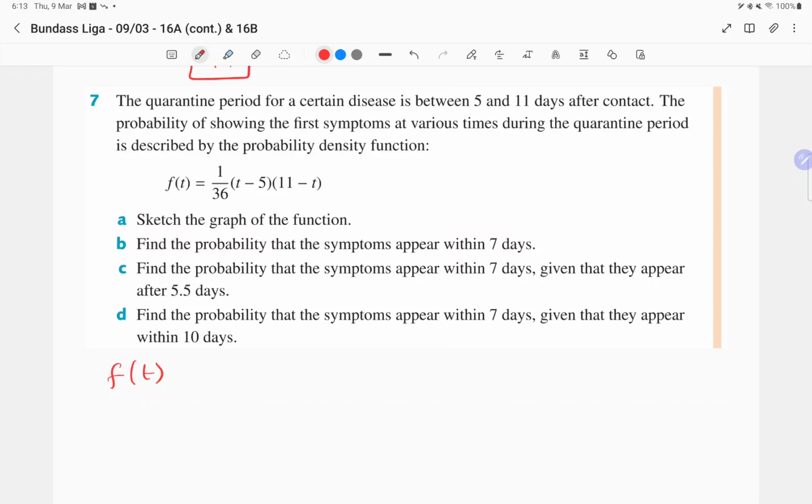Alright, so for question 7, I'll give you guys the graph first. Just focus on the other one. So the graph is between 5 and 11. So 5, 11, and it looks something like that. Okay, just a quadratic equation. Alright, so that's the graph for question 7. That's A, so just do B, C, and D.